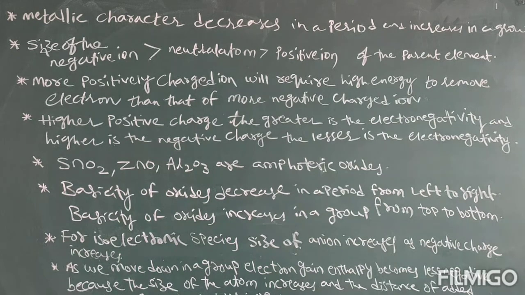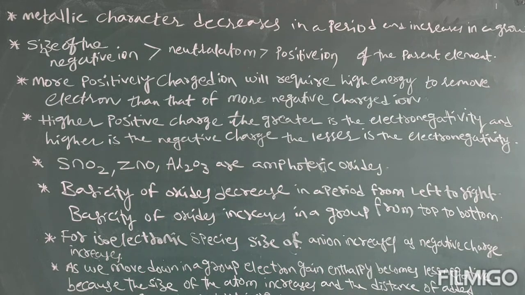Generally, metallic oxides are basic in nature, and non-metallic oxides are acidic in nature. So Al2O3, ZnO and SnO2 are amphoteric oxides. Why? These are all metals, but they form amphoteric oxides. And what is basicity? The replaceable number of hydrogen H+ ions. So the basicity of oxides decreases in a period and increases in a group.